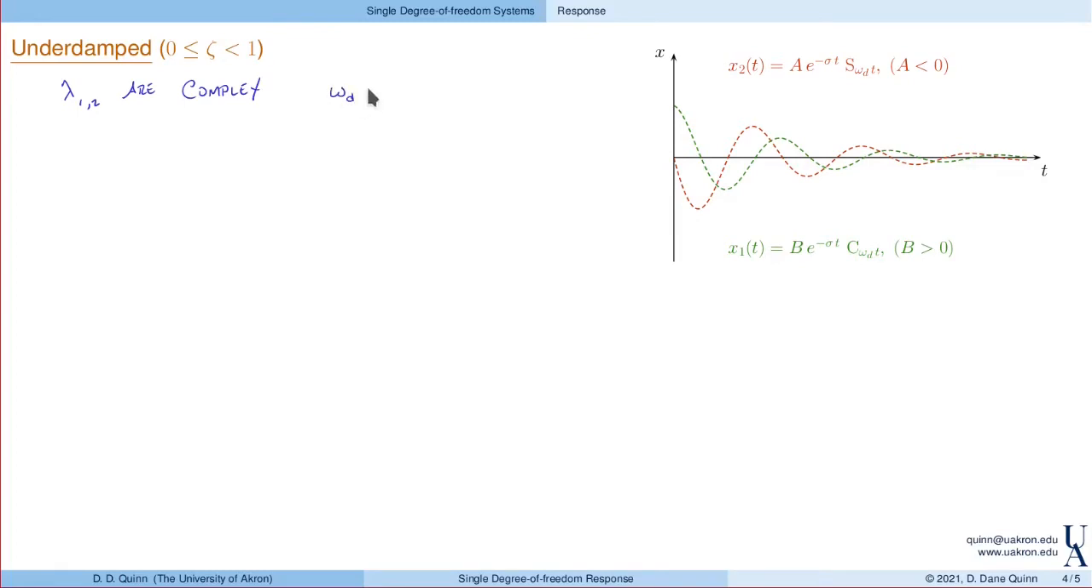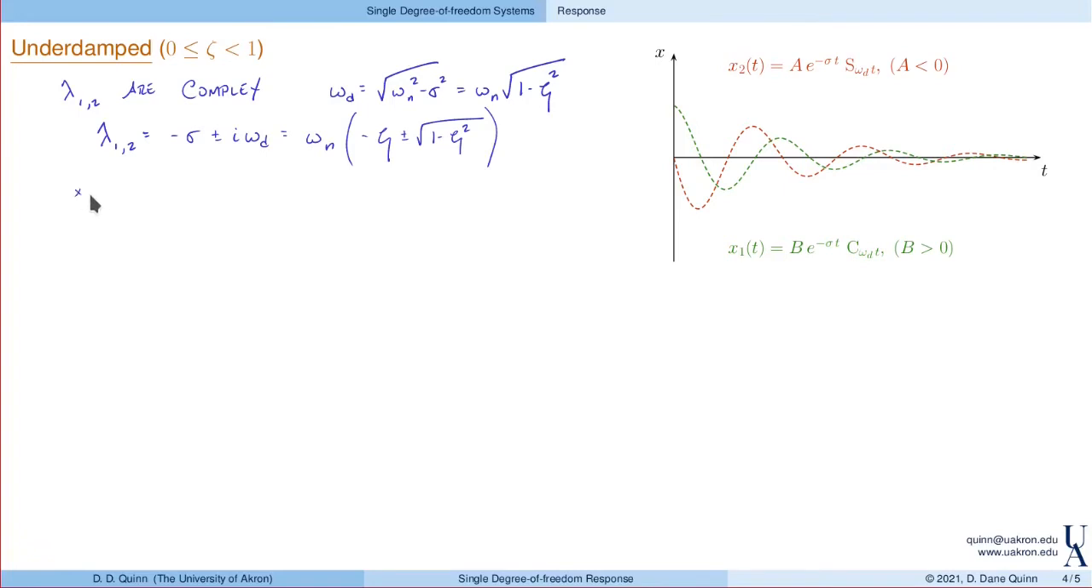And with omega d defined as, well, we can do this a couple of different ways, omega n squared minus sigma squared, or omega n times square root of 1 minus zeta squared. Then lambda 1 and lambda 2 can be written as minus sigma plus or minus i times omega d, which in terms of the natural frequency and damping ratio reduces to omega n times minus zeta plus or minus i times square root of 1 minus zeta squared.